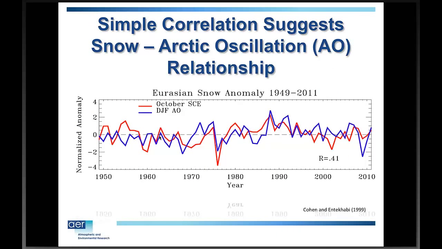Very early results, we found this relationship between Eurasian snow cover anomalies and the winter Arctic Oscillation. Here we have the analysis starting from 1949, going to 2011 or so. I apologize, this might vary a little bit through the talk, but I usually like to invert the snow cover index so it matches the Arctic Oscillation. It's really a negative correlation, but I often will invert the snow cover.